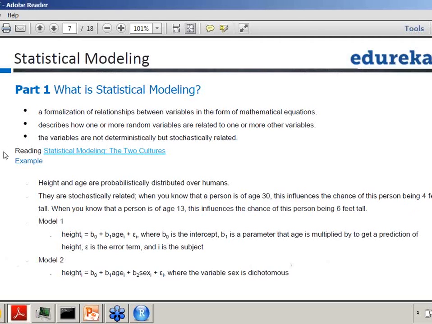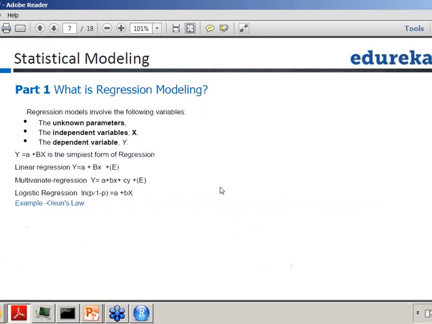So, and for example, I think, yeah, here itself it says, right? For example, height equal to beta expressed as a variation of age and something. The equation may not be correct, but you get the idea.